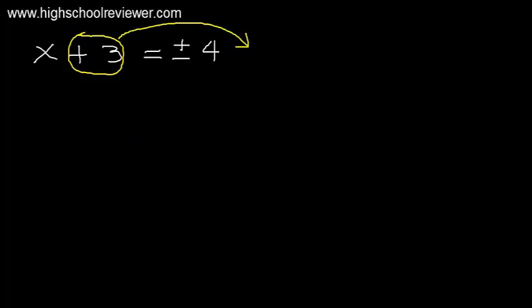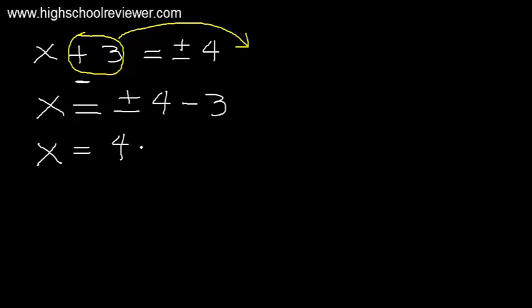If we transpose positive 3, what will be left here will only be x. Okay, so we have here plus minus 4, and if we transpose positive 3, this will change sign. This will become negative. So we will have now two values for x. Our first value will be x equals 4 minus 3, and our second value will be x equals negative 4 minus 3.